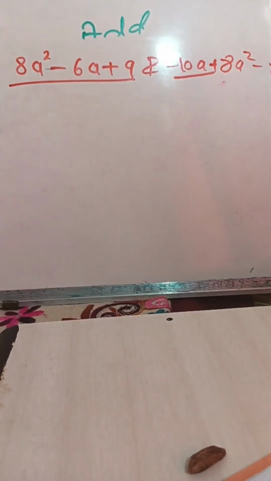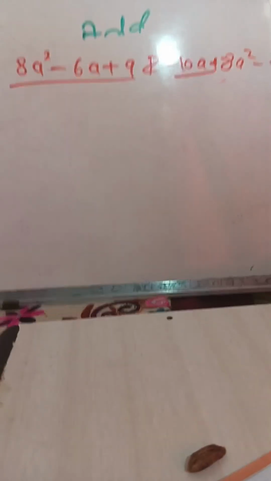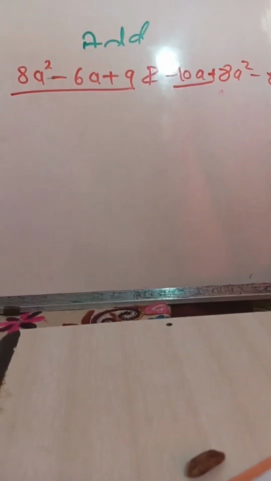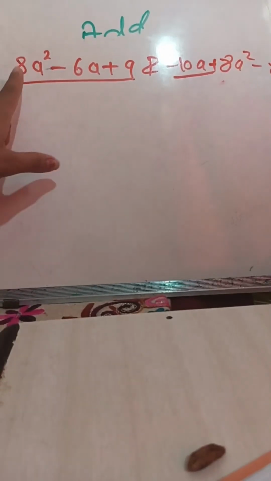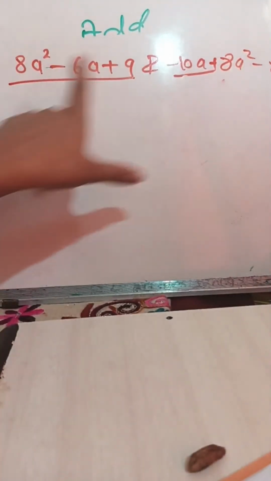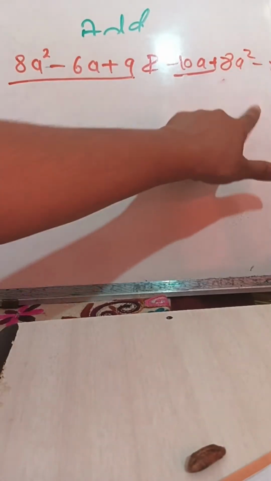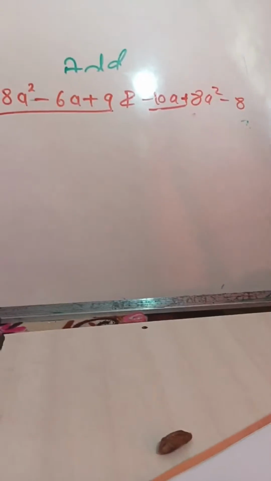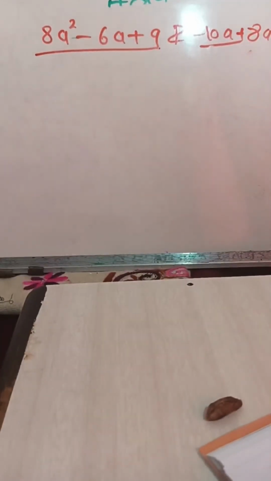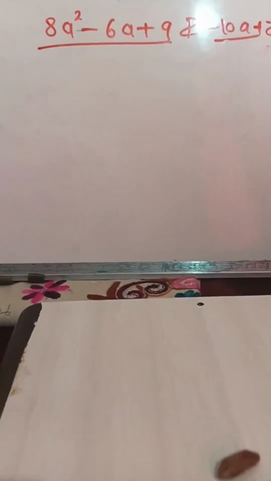In the vertical method we have to remember this thing: we cannot add 8a square and 10a. First we have to write 8a square together, 10a and 6a together, 9 and 8 together. Okay, now I am writing the solution. Just see here.